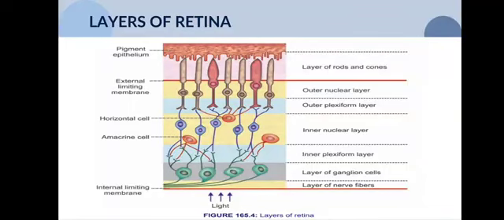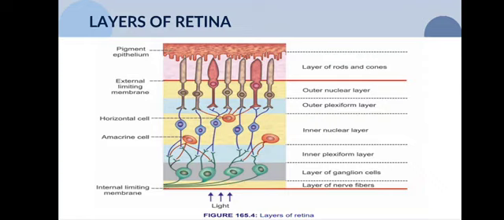Now coming to the layers of the retina, there are 10 layers. Here the most important ones are the bipolar cells and ganglionic cells. I am just brushing up these details and layers. The first layer is the pigment epithelium. This contains the pigment granules. And the second layer, as we can see here, is the layer of rods and cones, which are the light receptors.